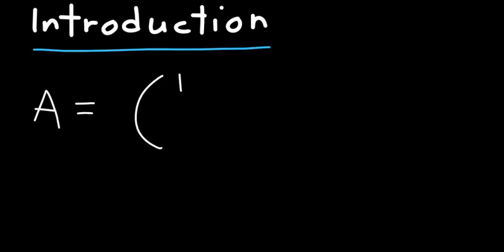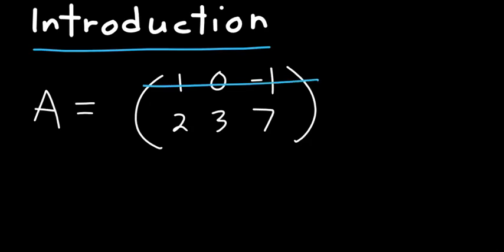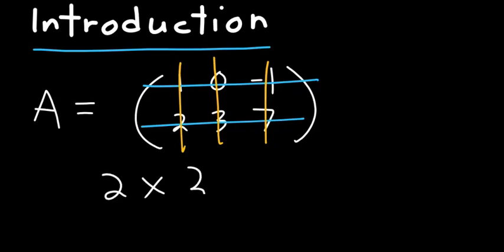It has 6 elements: 1, 0, minus 1, 2, 3, 7. Now, as you can see, it has 2 rows and 3 columns. We say matrix A is of order 2 times 3. So the first number refers to the number of rows, and the second number refers to the number of columns.